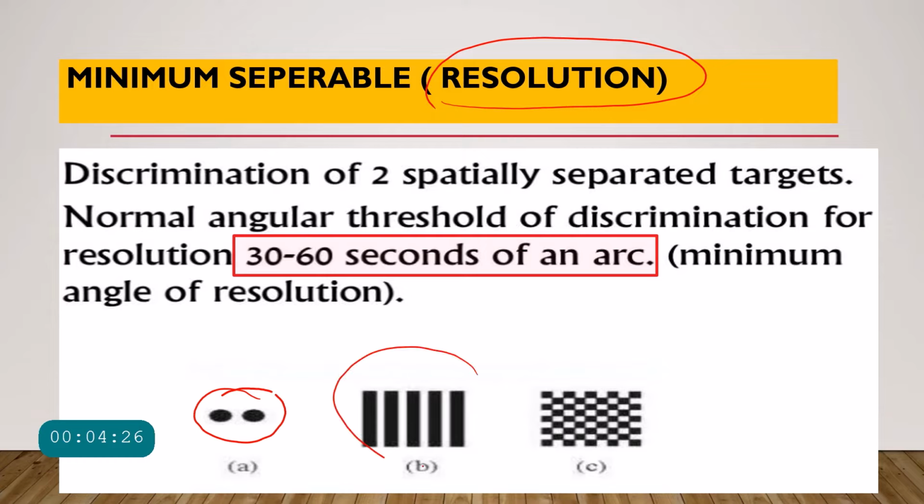Similarly, in the second picture you can see there are 5 lines, and you are able to tell that there are 5 lines and they are separated. That means they are not overlapping. What I mean by minimum angle of resolution is that if the visual angle subtended by two objects falls below this minimum angle of resolution, that is below 30 to 60 seconds of arc, that means if the angle subtended is about 20 or 10, then you will not be able to resolve that object in space. You will perceive it as overlapping, or as one single object, instead of perceiving it as two different objects.